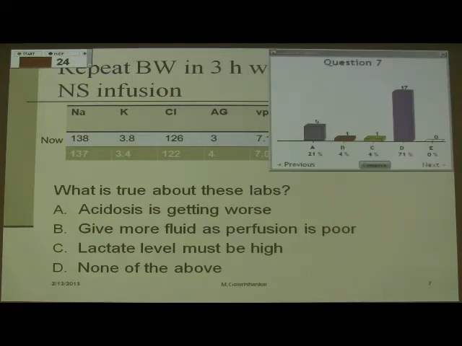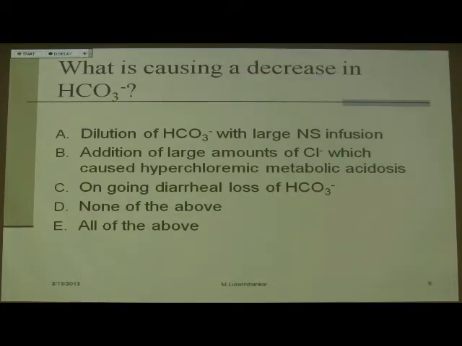Okay, so we have none of the above as the main answer, but we do have A, acidosis is getting worse, and then we have B and C that probably 1% chose. Okay. So there is a decrease in bicarbonate, right? We saw that. So when we get bicarbonate decrease, there is dilution of bicarbonate with large NS infusion, or there may also be addition of large amounts of chloride, which could have caused hyperchloremic metabolic acidosis. There could be ongoing diarrheal loss of bicarbonate, none of the above, all of the above. So I want you to choose again.